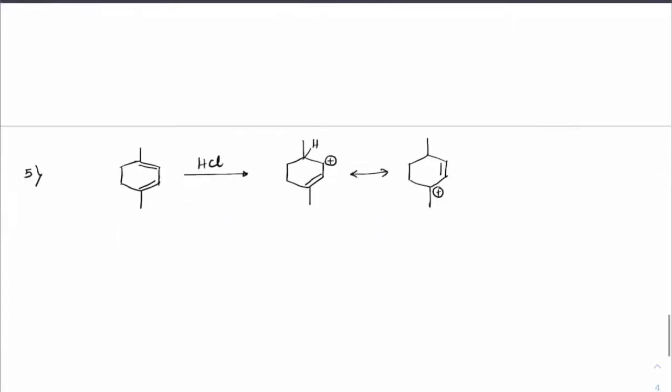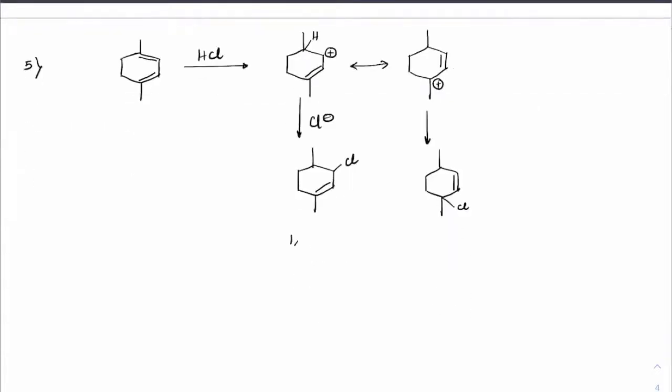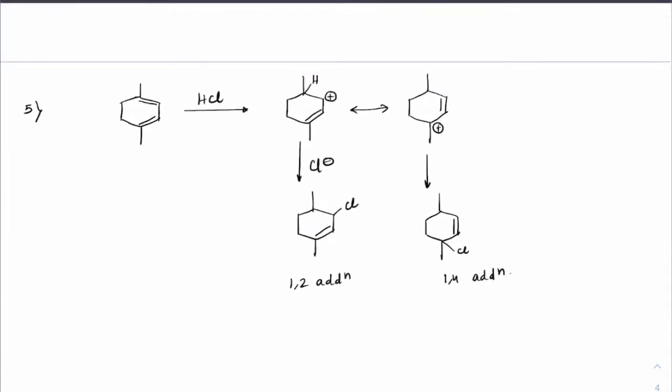Now, if we make Cl minus addition on this, what are we getting? We will get Cl here with double bond. What do we get here? We can get Cl here with double bond. This is a 1,2 addition product. This is a 1,4 addition product. 1,2 and 1,4 addition product. Clear, everyone?